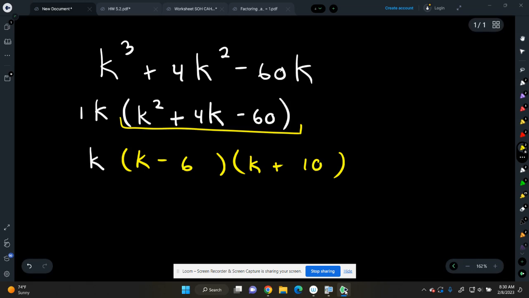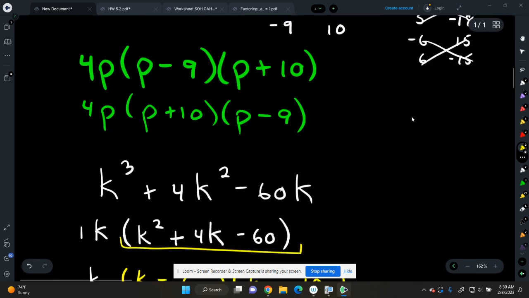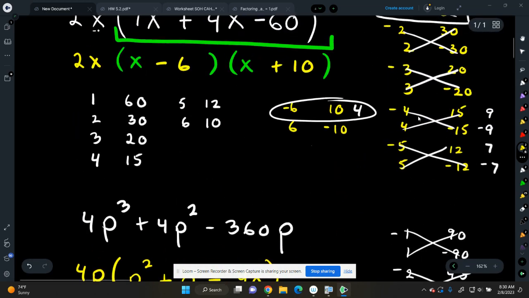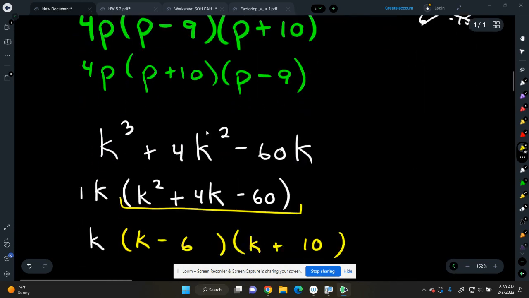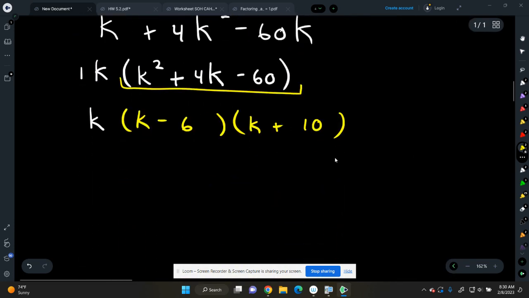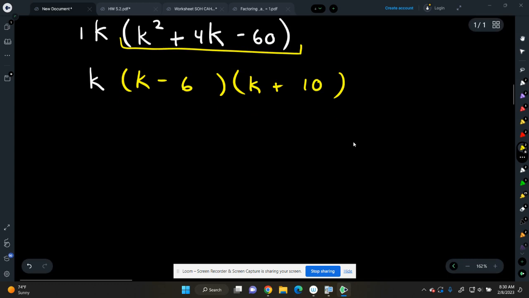I'm pretty sure we factored the 60 up above, right? Yeah, right here. This was the same thing. The only difference is on this one, I took out a 2x. Down here, I took out just a 1K. Can we leave the 1 with the K? Yes, absolutely, you can. Okay, let's look at another one.